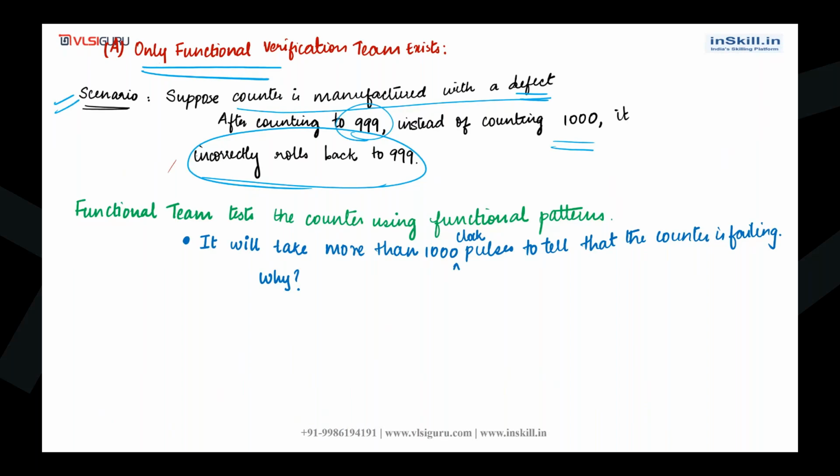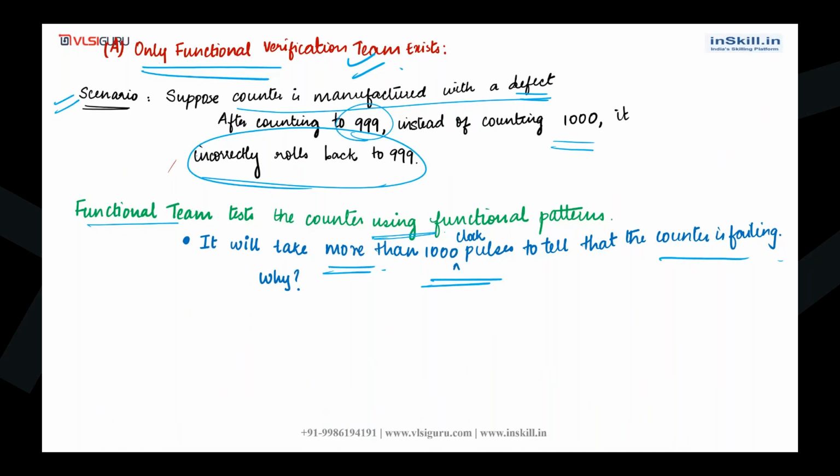Now in this case, just imagine that only a functional verification team exists. What will happen? The functional team will test the counter with functional patterns. Then it will take more than 1000 clock pulses to tell that the counter is failing.